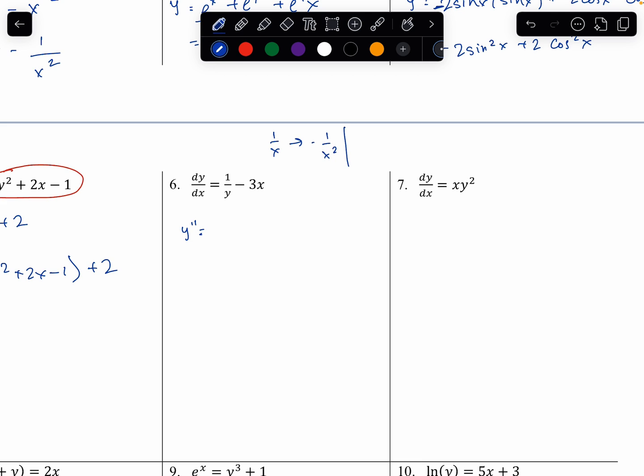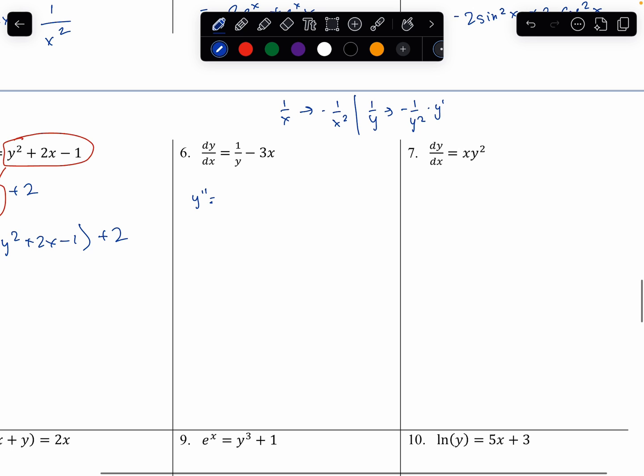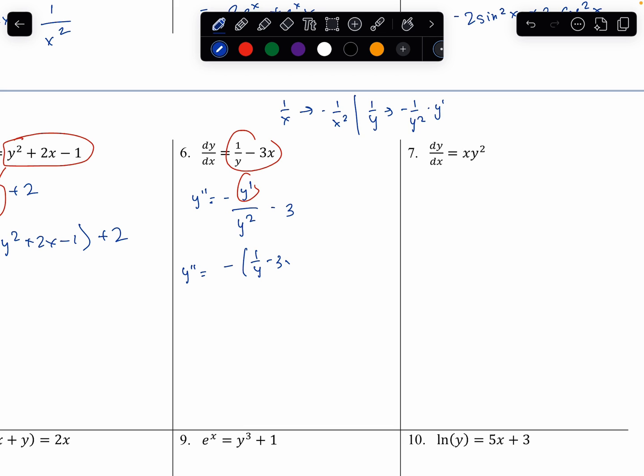So for 1 over y, the derivative is going to be negative 1 over y squared times y prime for the chain rule or implicit differentiation. So my first term here, when I take the derivative, is negative y prime over y squared minus 3 for the derivative of negative 3x. And then I just have to replace this y prime with the function. So y double prime is going to be equal to negative 1 over y times the quantity of negative 3x over y squared minus 3, and I do not want to simplify, so I'm not.